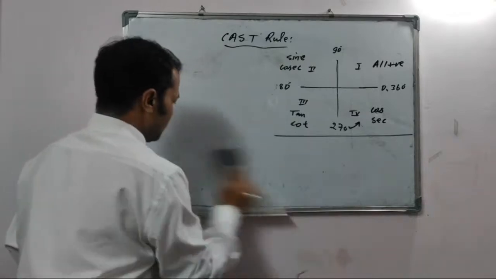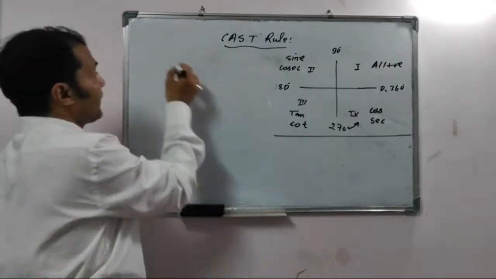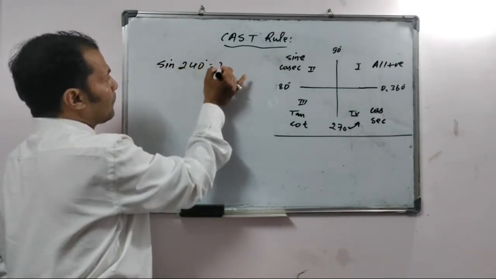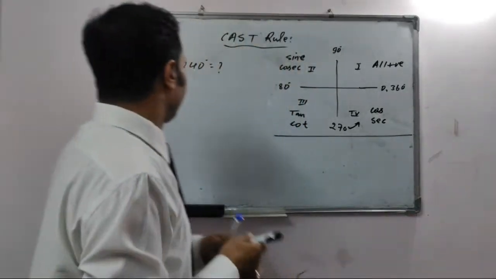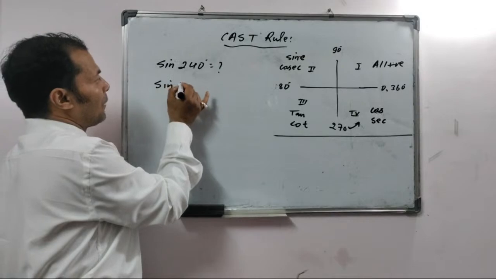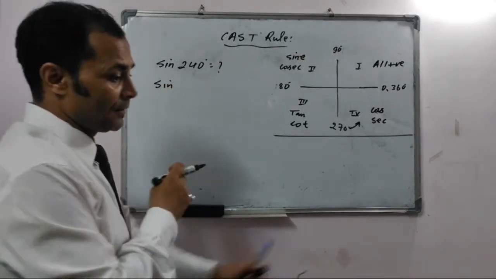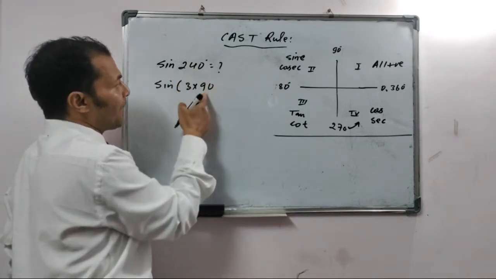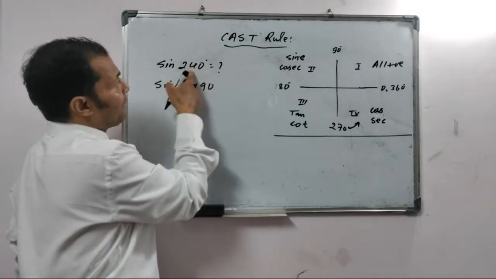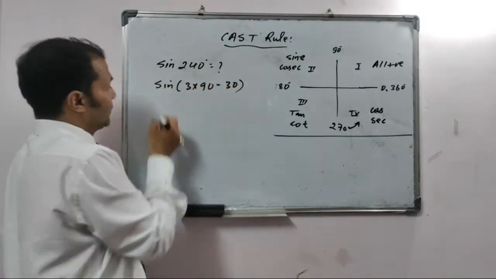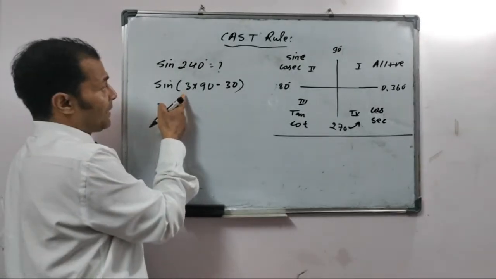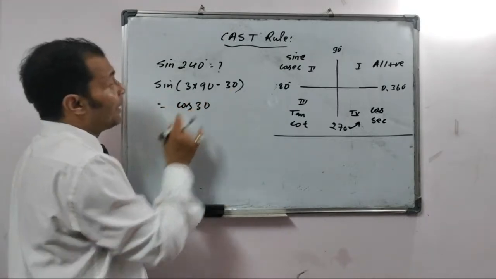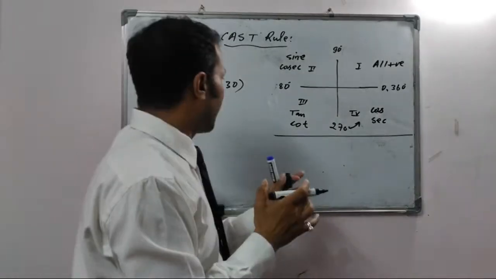So now I will show you how to find the value of sine 240 degrees. Can anyone tell me what should be the value of sine 240? How do you find this? Try, guys. Sine 240. See, this one is simply 3 into 90, that is 270, but it's 240, so I write 270 minus 30. Now, because of this odd multiple, the ratio will change. It changes into cos, and here is theta, cos theta.